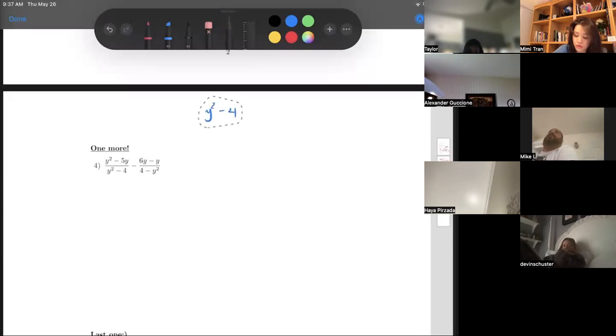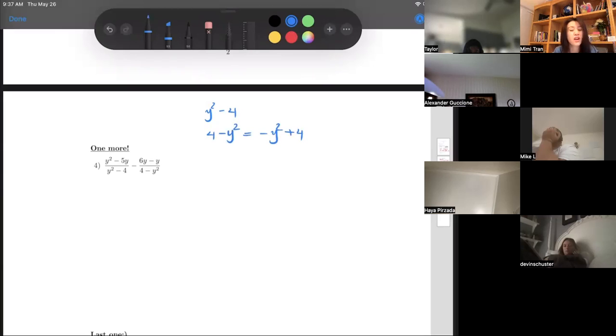Let me use the blue. And then I want to change the 4 minus y squared into y squared minus 4. So this one I can rewrite as minus y squared plus 4. Right, just switching things around. Can I factor out the negative 1? If I factor out negative 1, what's left?